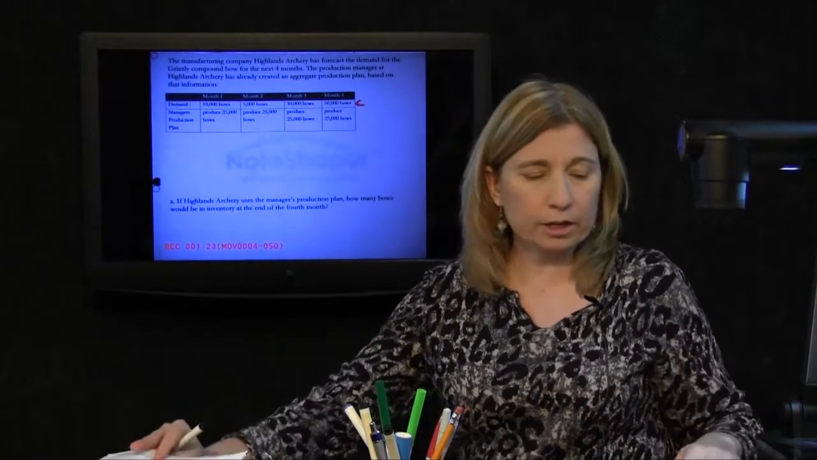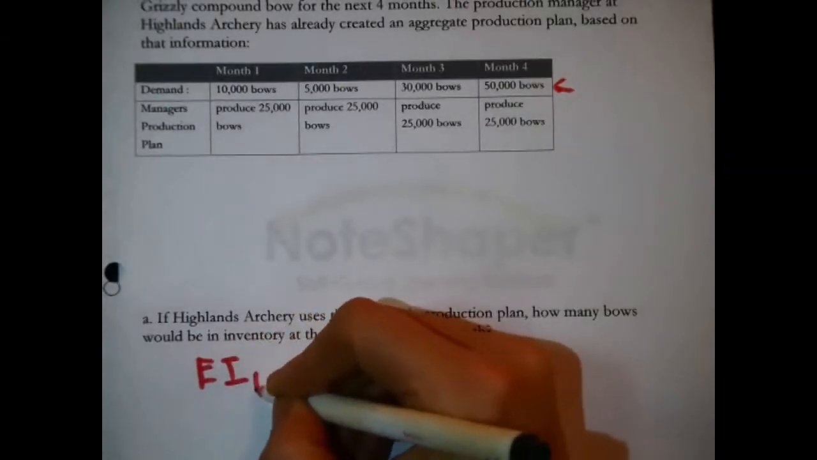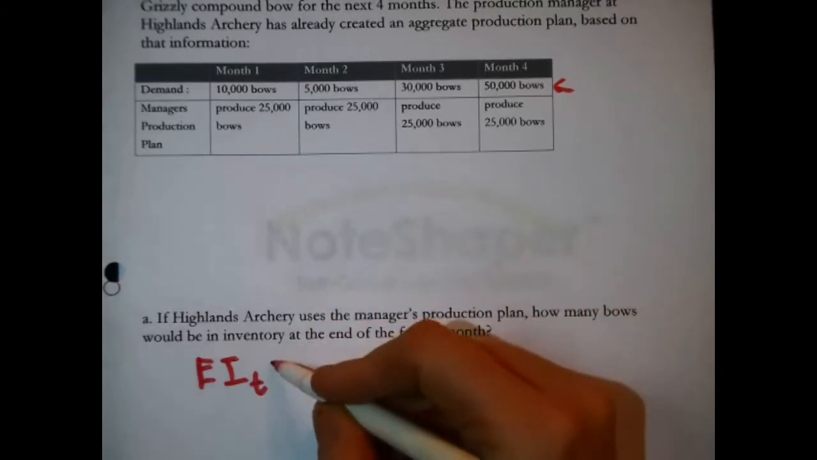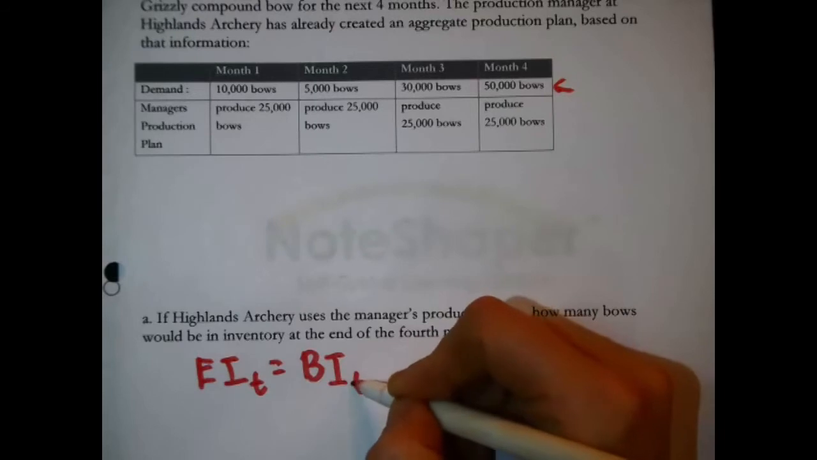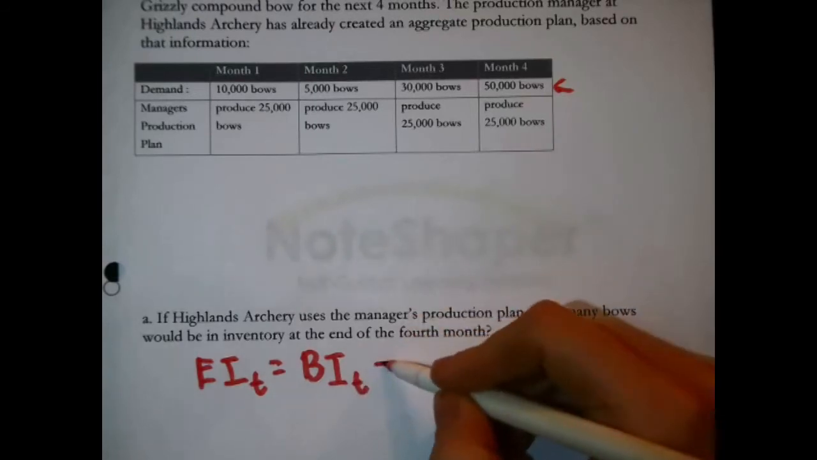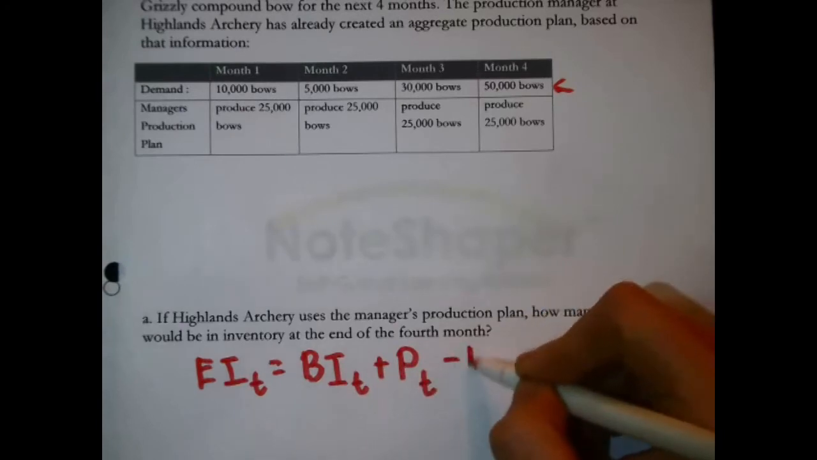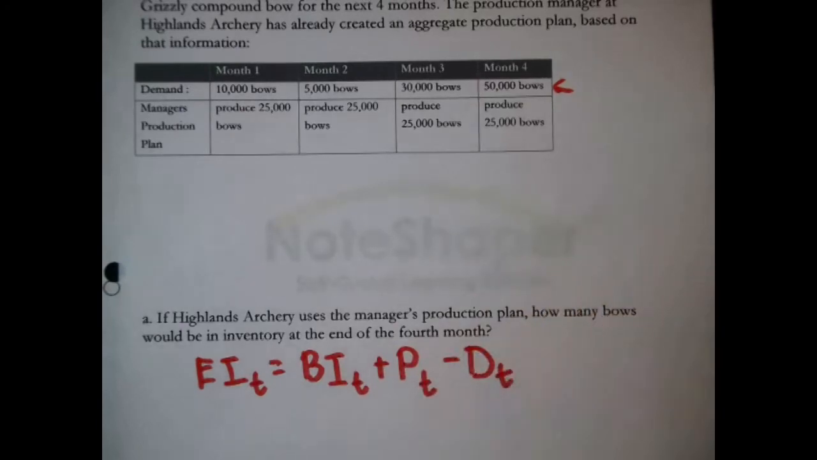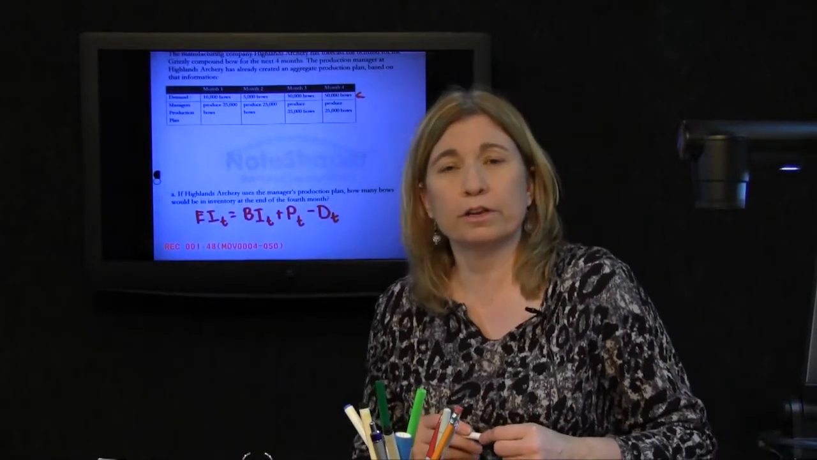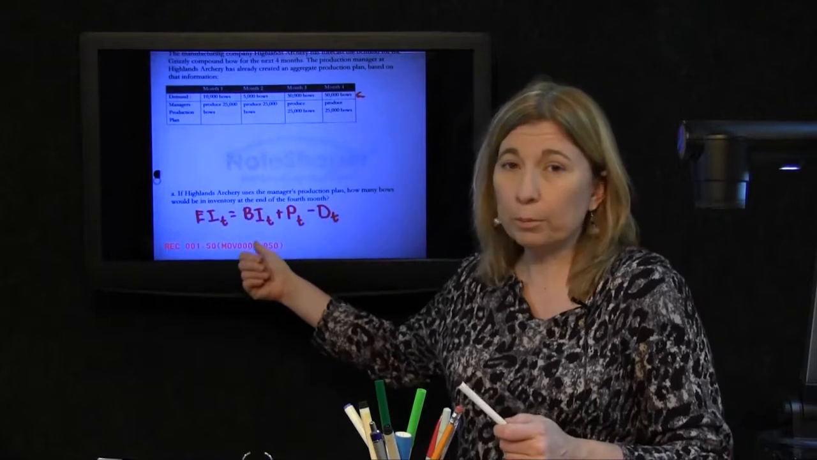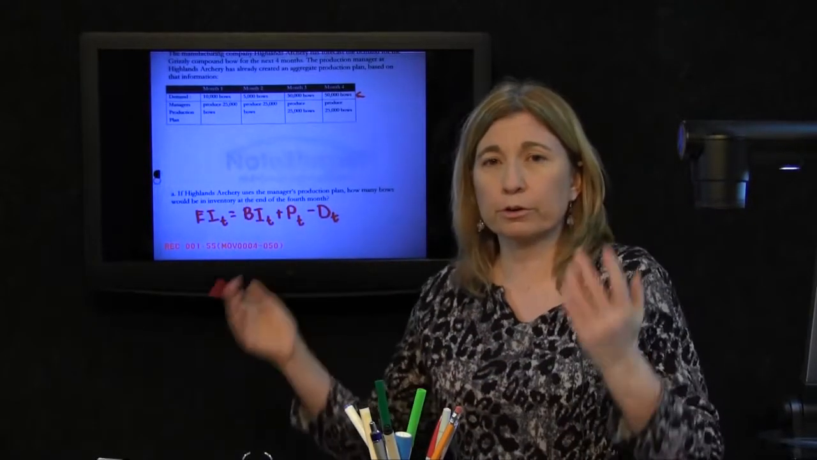Let me think. Ending inventory for a certain period or month equals beginning inventory for that same month plus production for that month minus demand for that month. It's just logic. How much you have left over at the end of a month equals how much you started with plus any you made minus anything you shipped out or used.